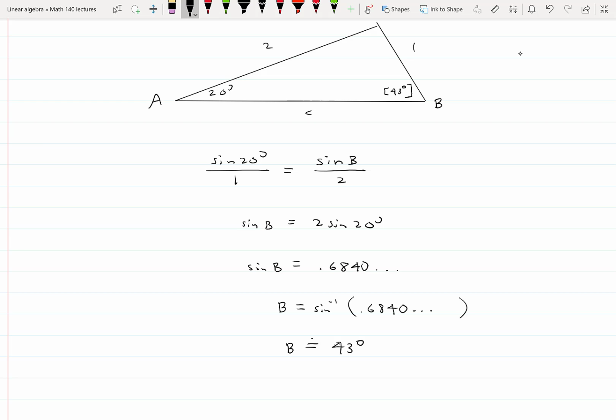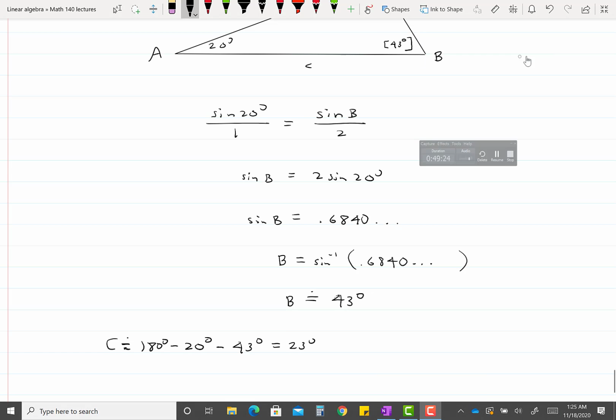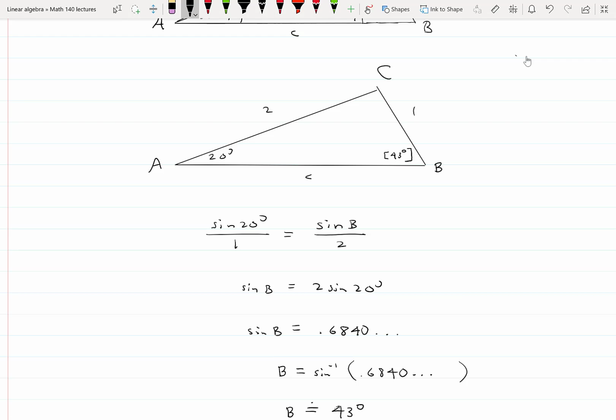Well, we don't know the angle C yet, so to find the angle C, it's very simple. The angle C has to be 180 minus the 20 that's given, minus the 43 degrees that we found. So C is approximately 180 minus 20 minus 43, and that's 23. Not 23, it's 117, sorry. I'm not doing real well with my arithmetic today. So this is 117. Let me put that 117 up there. Again, almost no students make a mistake at this point. Almost everybody gets this right. This is not where the mistake happens.